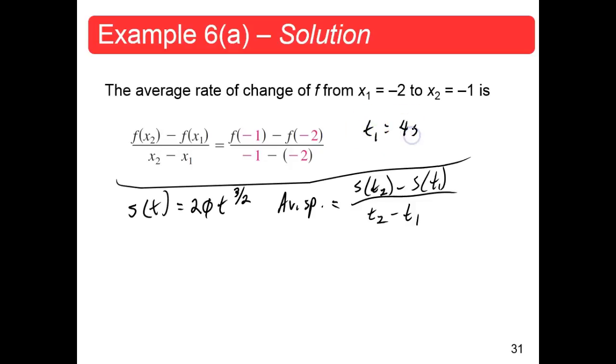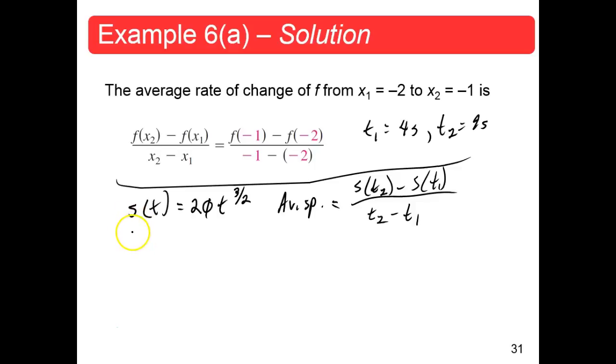Perfect. Now what they give us here for this B part of the problem is T1 is equal to 4 seconds and T2 will be 9 seconds. Okay? 9 seconds. So how do we find the average speed?